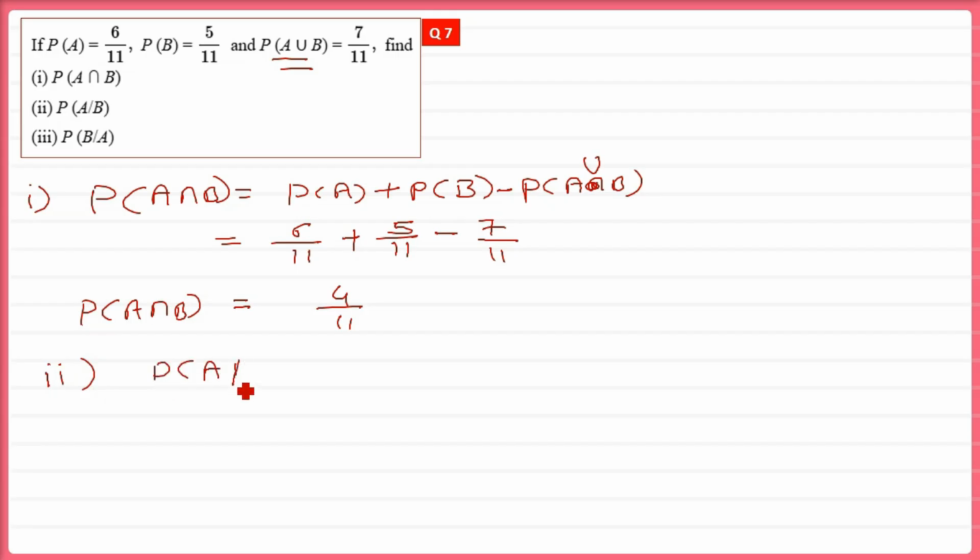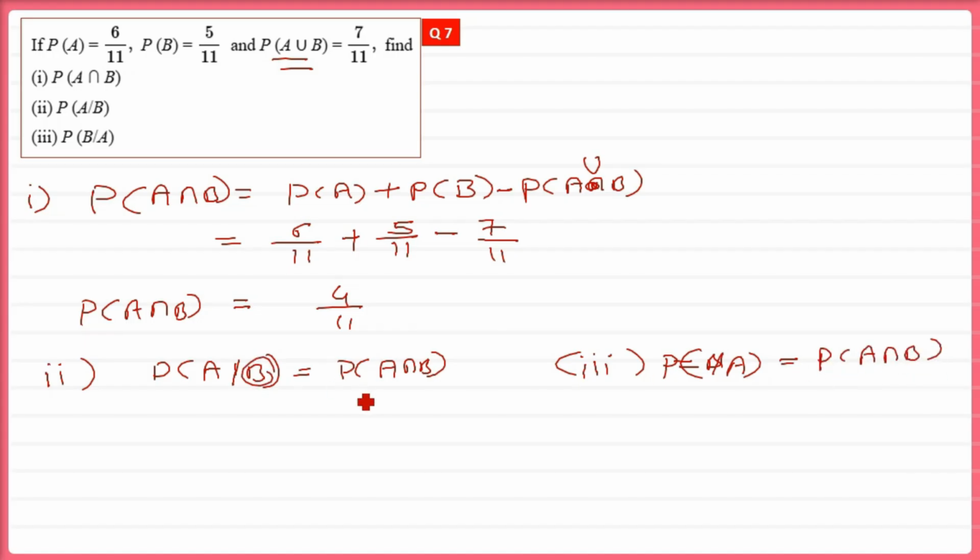Now the second one is P(A by B), and the second and third we will do together, side by side. So the second and third, P(A by B) and P(B by A), can be computed. So P(A by B) is P(A intersection B) over P(B), and for P(B by A), P(A intersection B) again will come in the numerator, both of them. But whichever is already done, that is P(B), comes in the denominator. Here P(A) comes in the denominator. I'll just correct it. P(A intersection B) we have already computed, 4 by 11. P(B) is already given, which is 5 by 11. So this comes out to be 4 by 5.